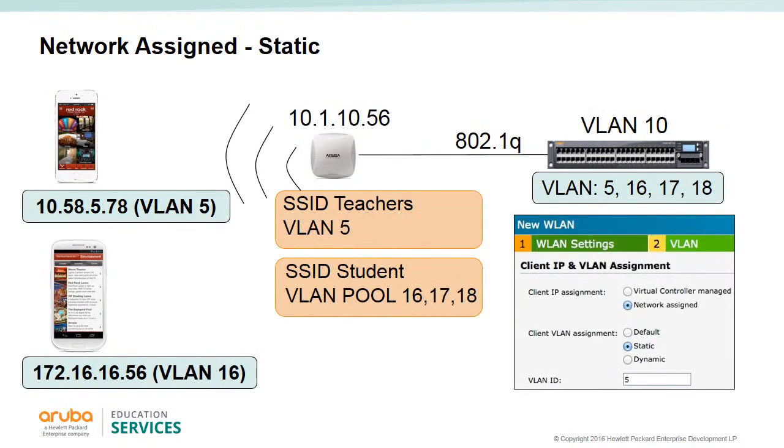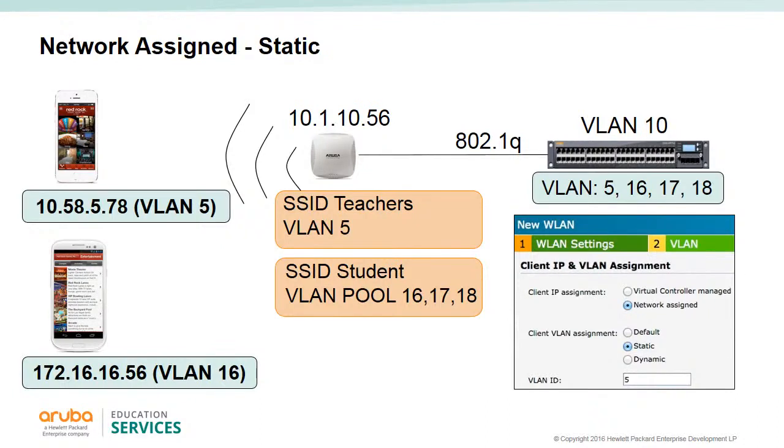If you select Network Assigned and Static, you can statically set which VLAN the users will fall into based on the SSID. The IP is in its own subnet. The administrator configures the SSID with a specific VLAN. In this example, the IP is in VLAN 10. The user associating to the teacher SSID have been configured to fall into VLAN 5.